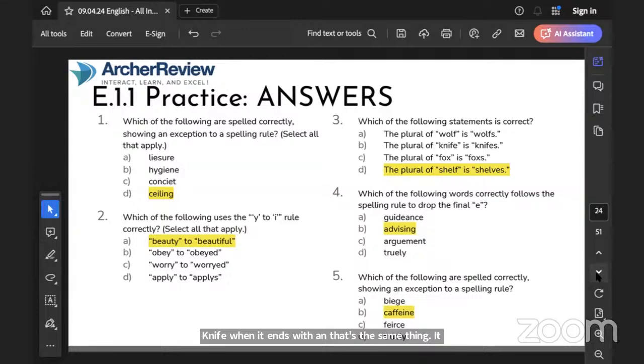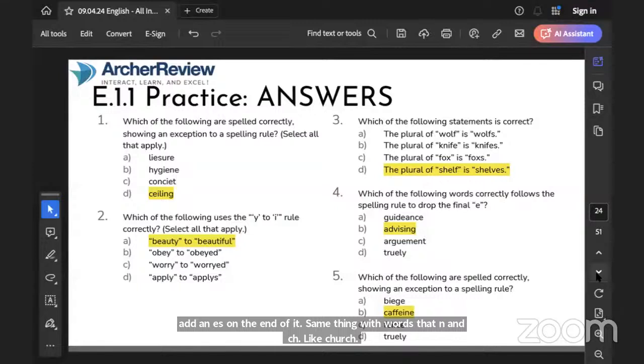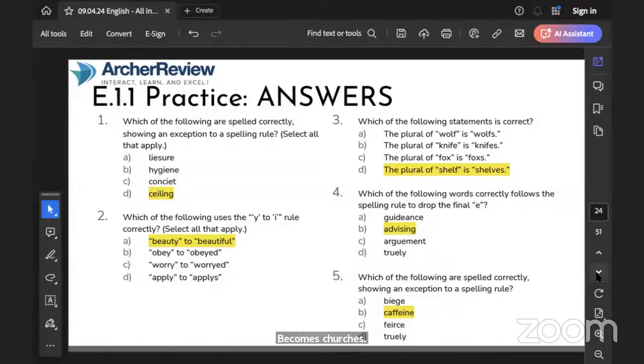Fox actually should be foxes, FOXES. If anything ends with an X and you need to make it plural, you need to add an ES on the end of it. Same thing with words that end in CH, like church, becomes churches. So D, shelf, when it ends in that F and I need to make it plural, it becomes shelves, which is correct.